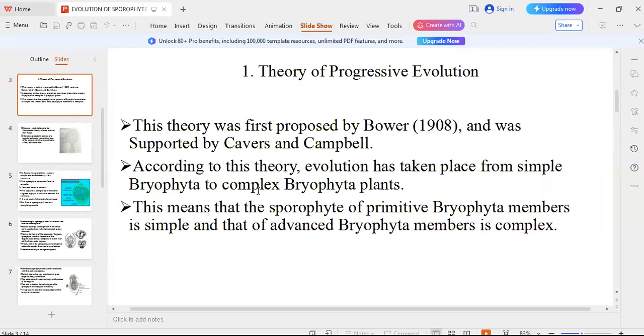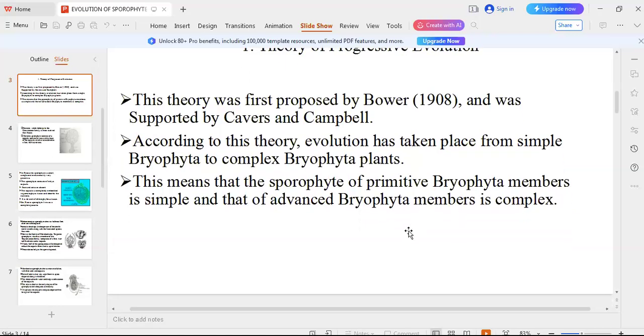So two theories are there. The theory of progressive evolution was given by Bower in the year 1908, and it is supported by Cavers and Campbell. According to this theory, progressive means that evolution has taken place from the simple to the complex. These are very important. This means that the sporophytes of primitive Bryophyta members are simple and those of the advanced Bryophyta members are complex.